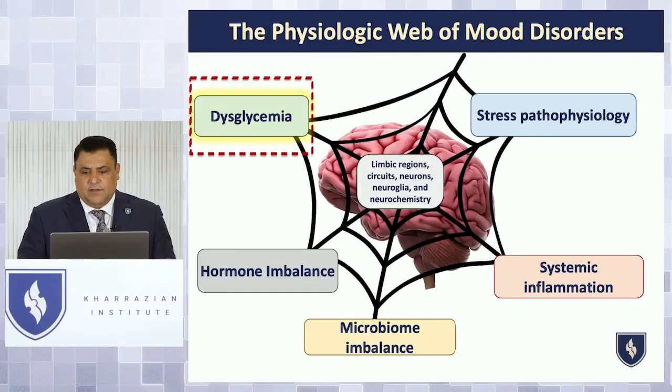So let's start with dysglycemia, so blood sugar stability. So here's a rule. You cannot normalize a mood disorder if there's a blood sugar instability pattern. It is going to be a nightmare.